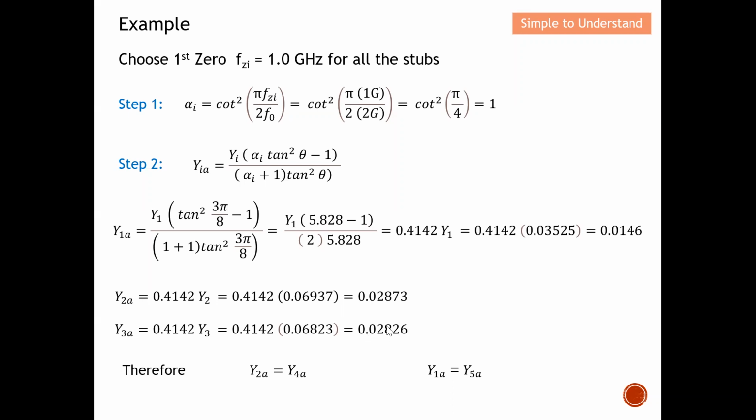Remember, the filter is symmetric. Therefore, I know that Y2A is equal to Y4A, which means that Y4A is equal to 0.02873. Same for this case here, Y5A is the same as Y1A. Hence, Y5A is equal to 0.0146. Next, I'm going to do step number 3.